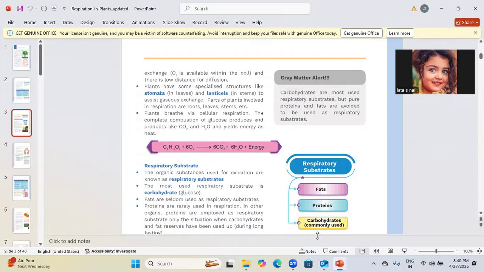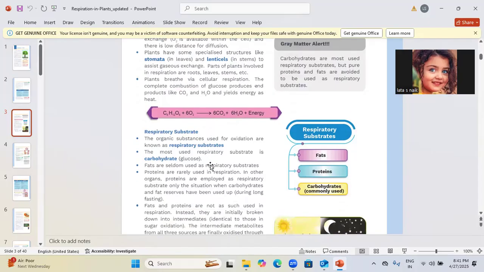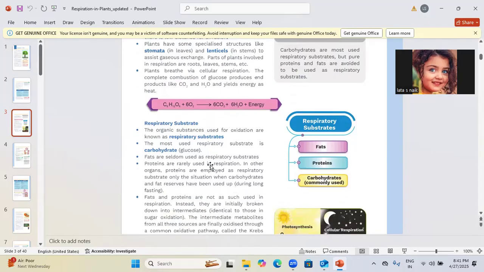Plants breathe via cellular respiration. The complete combustion of glucose produces products like carbon dioxide and water and yields energy as heat. So you can see how carbohydrate with the help of oxygen breaks down into 6 molecules of carbon dioxide, 6 molecules of water plus energy. Now, what are the organic substances used for oxidation? They are called respiratory substrates. The most used respiratory substrate is carbohydrate.